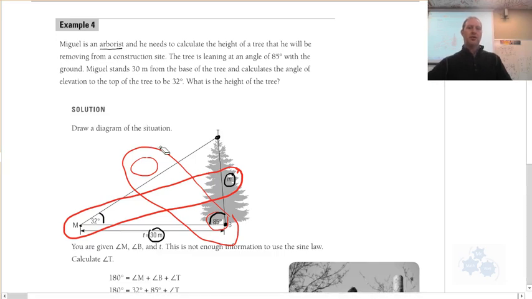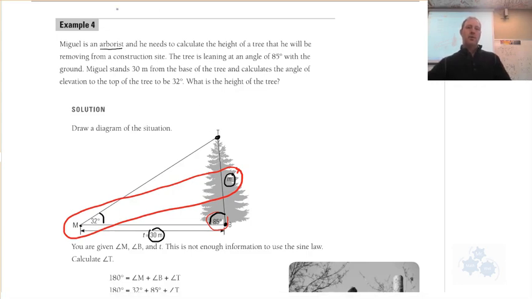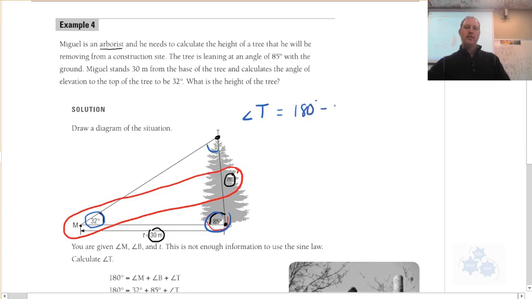So what do I have to do in order to use the sine law? Notice I am given this side right here. So I need to have an angle and opposite side pair. Find the angle for the top. Very good. Okay? And of course, when you're given two angles of a triangle, you can always find the third. So this angle T right here, angle T, is 180 minus 85. That's this angle, minus 32. So what's 180 minus 85? Well, that's 95 minus 32 would be 63.